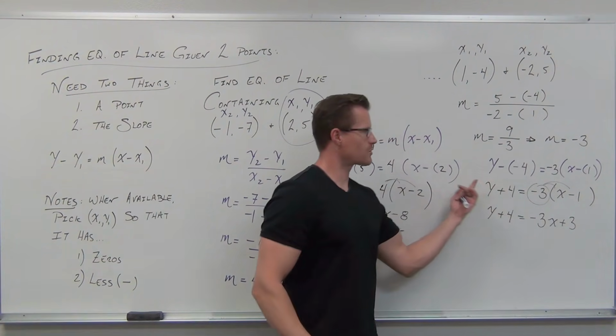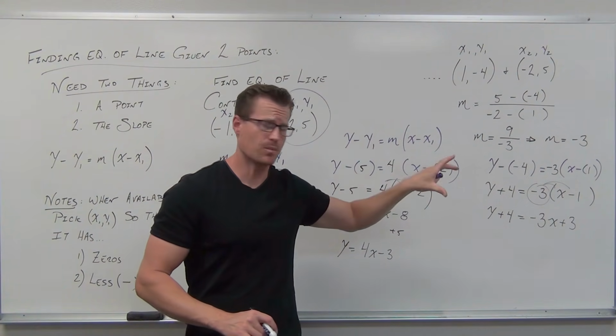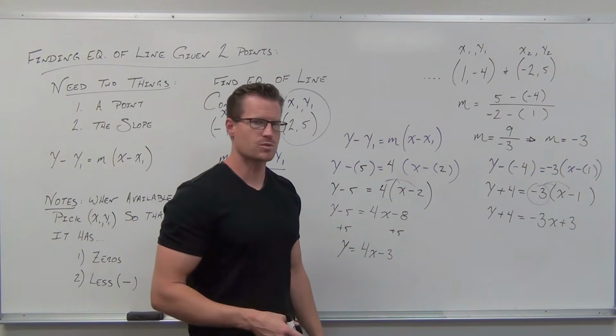We want to end in slope-intercept form. Let's make sure that negative 3 gets multiplied by the negative 1, giving us negative, negative, positive. I say positive, I write plus 3. Last step, just subtract 4.